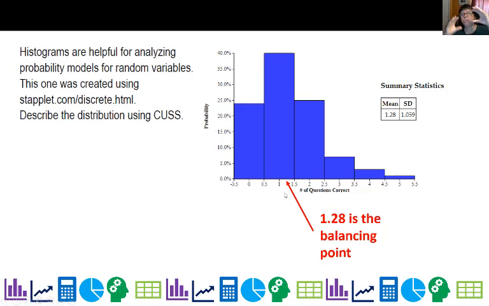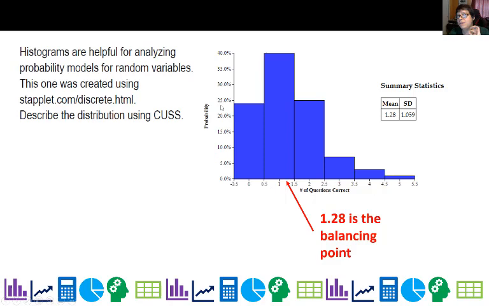For a distribution, if we know where the mean is and if we were to graph it, we could actually balance it. If I cut that paper shape out, it would balance at 1.28, which is kind of cool. All right, so let's go ahead and describe this distribution using CUSS, because we want to be able to describe any distribution.